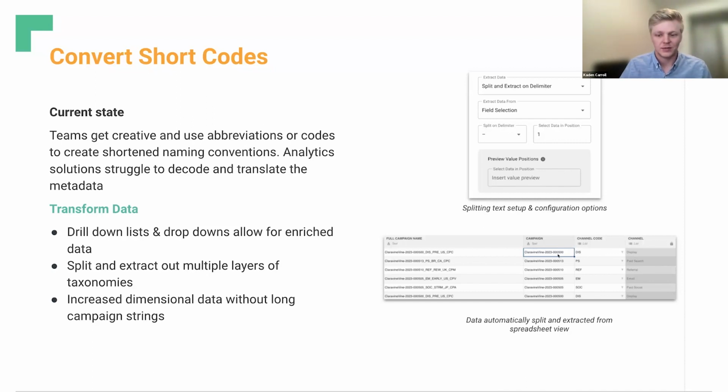So for example, if we have values separated by an underscore, and then there's values within those values that are separated by a dash, we can split out the underscored values into their respective fields, while at the same time splitting out the values separated by that dash. And we'll showcase that here today as well. As you know, there's advantages to using short codes, and with split and extract, we can make it even better.